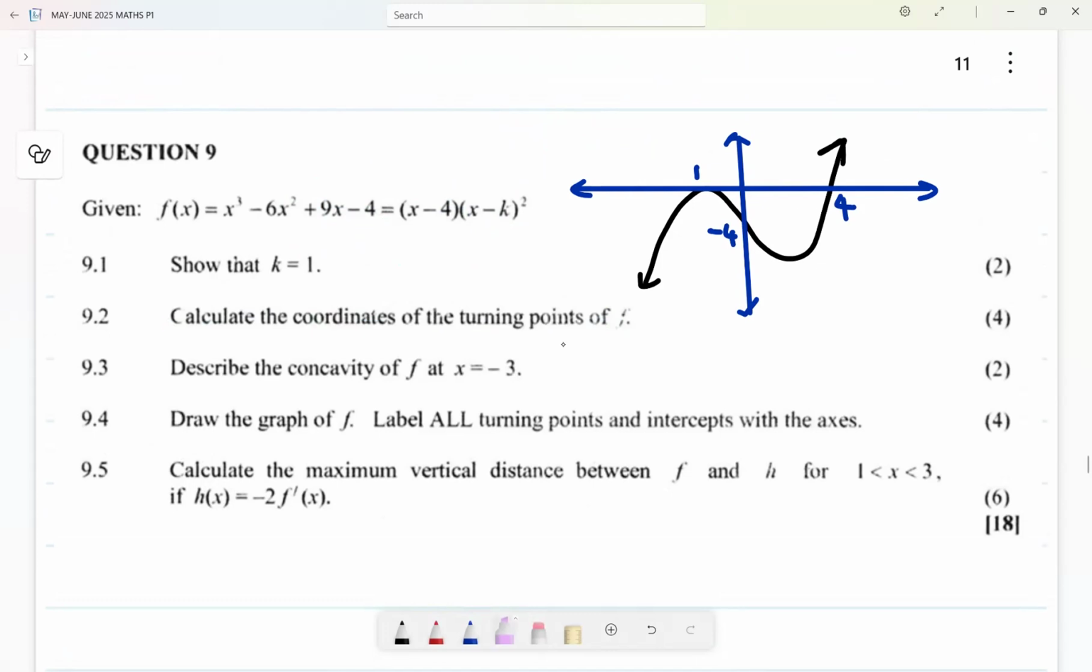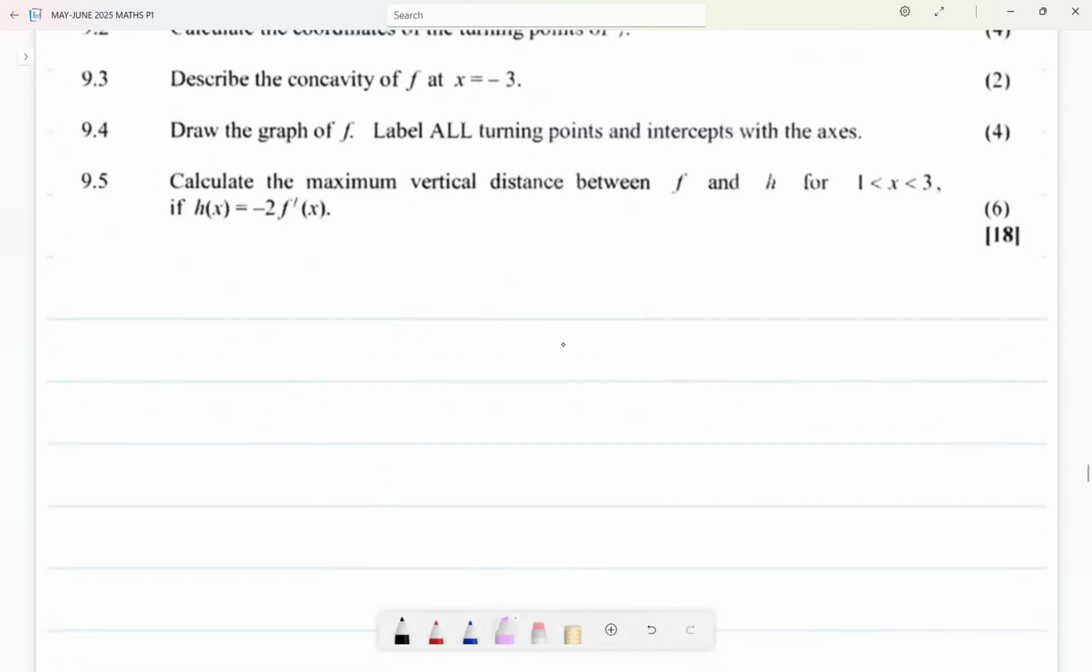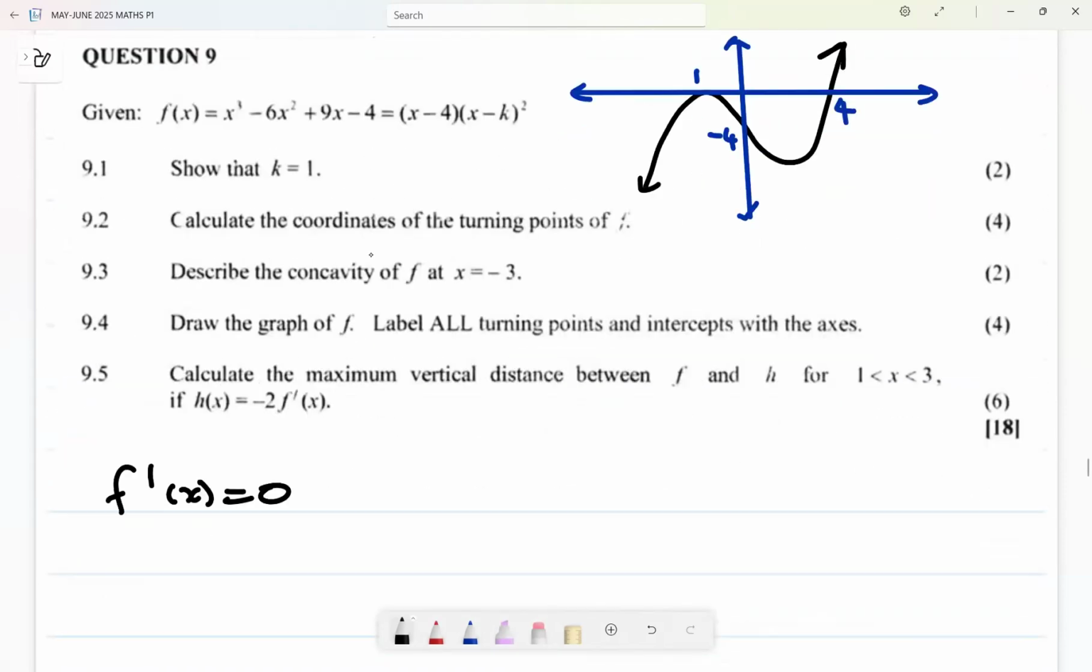What do I know about the turning points, guys? Very easy. Can you see, this one here is also a turning point. So one of the turning points, when I find them, should be 1. Let's prove that. How do I find the turning point? I need to find my derivative and set it equal to 0. What is my derivative?